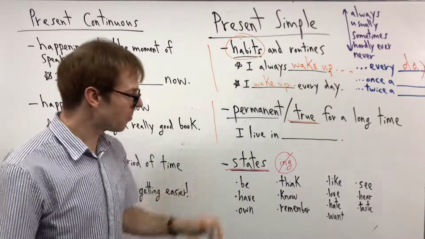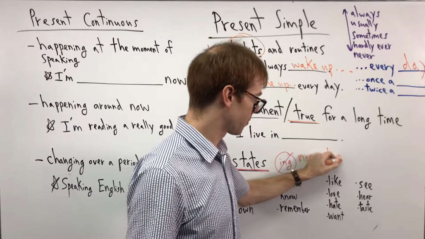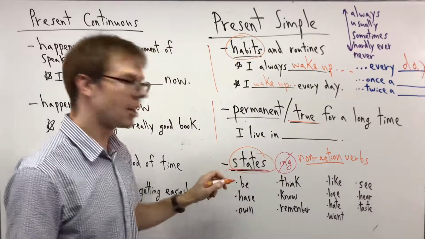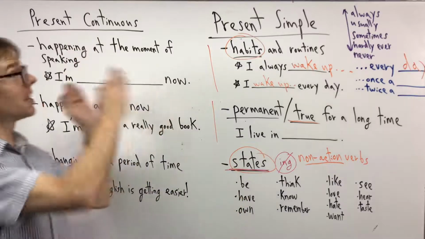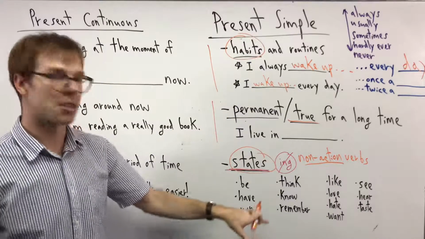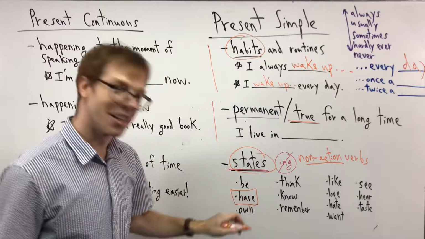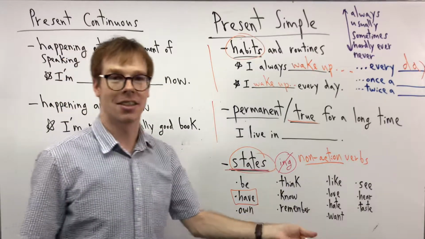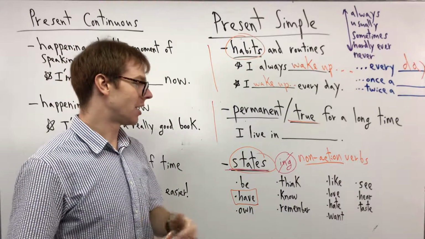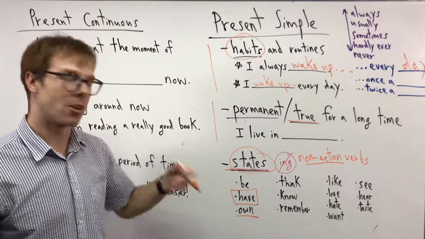States, your book also might call them non-action verbs, okay? So these non-action verbs or states don't use the ing, the continuous, which we'll talk about soon. So we have to keep them in this present simple tense, right? So for example, I have a cat. I have an iPhone. I have an English textbook. Have, like own, is something that we consider a state.